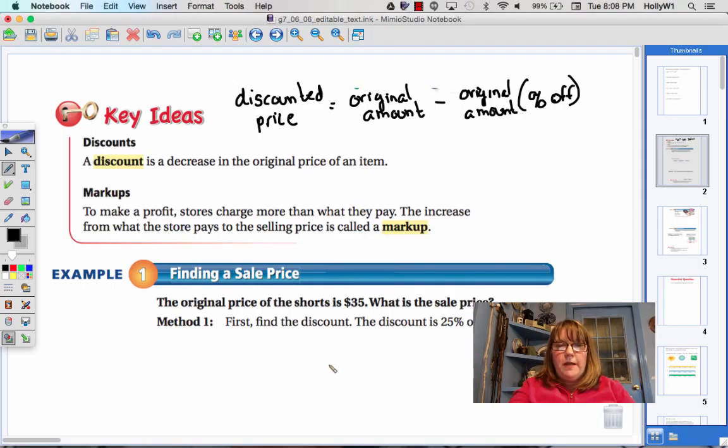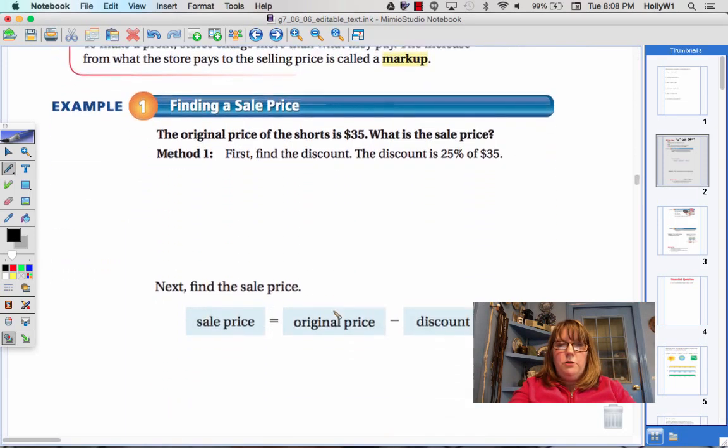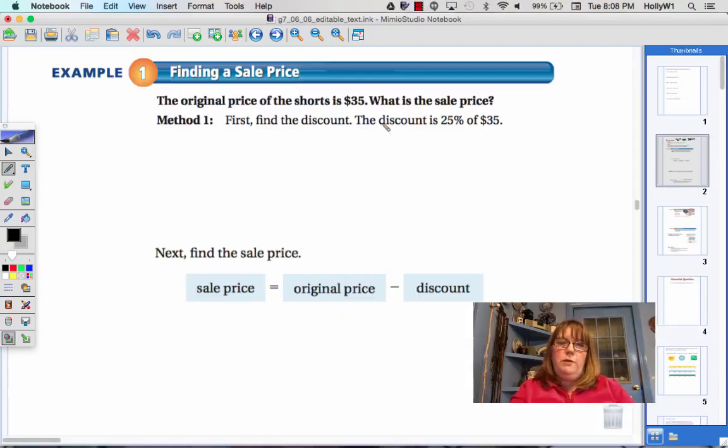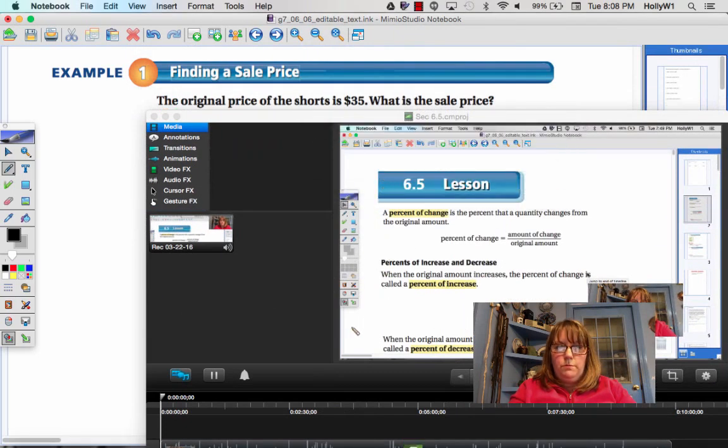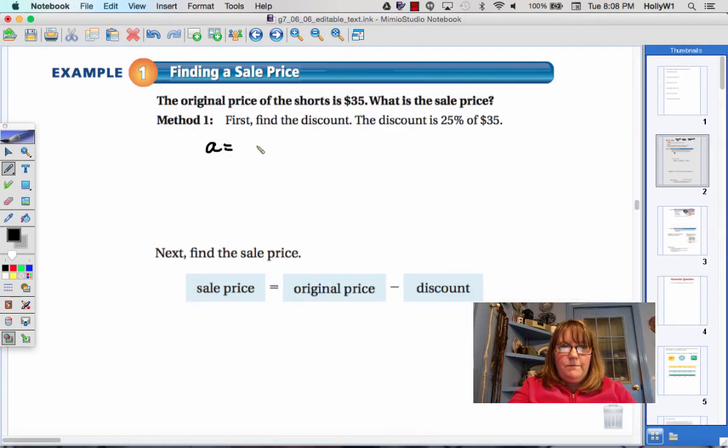Okay, so finding a sales price. If you have a pair of shorts that are $35, what is the sales price? First you find the discount. We're going to use the percent formula for this.